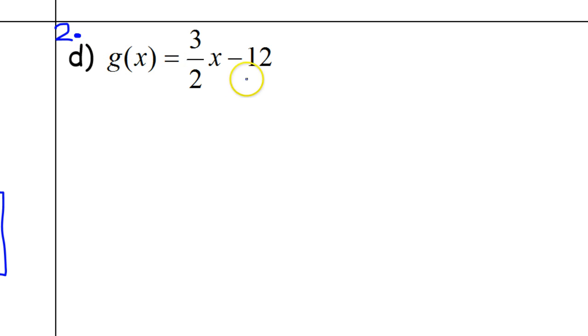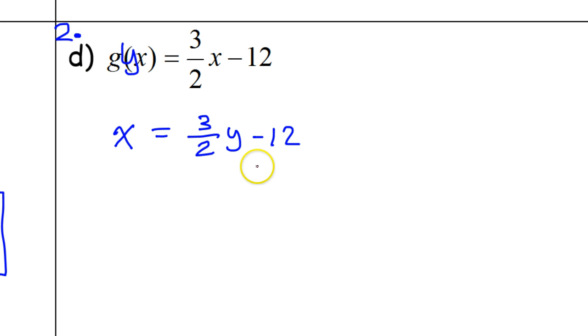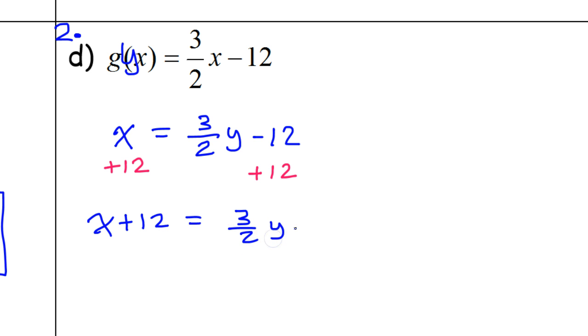So number 2D, again I'm finding the inverse. This is like a y, so I will switch x and y and then I will solve for y. So if I switch x and y, I've got x equals 3 over 2y minus 12. So now I need to solve for y. So I'm going to add 12 to both sides. So that's going to give me x plus 12 is equal to 3 over 2y.